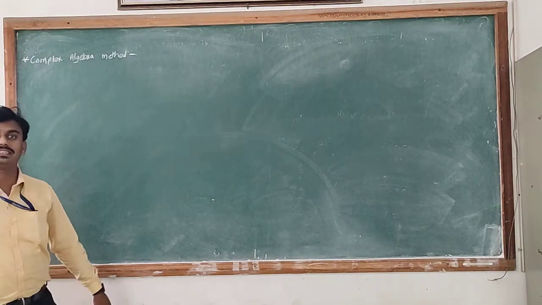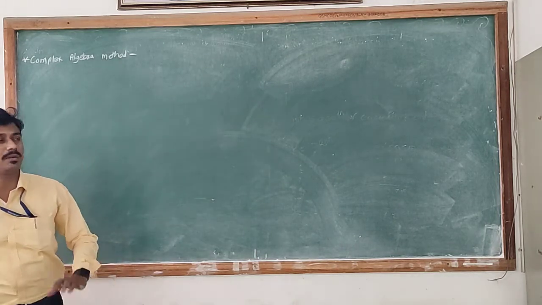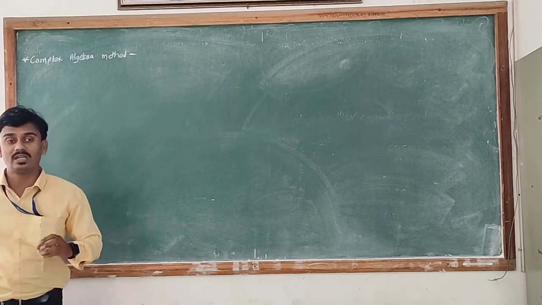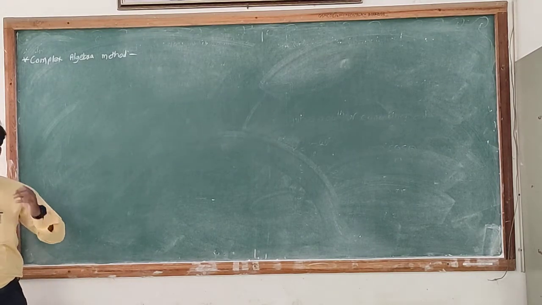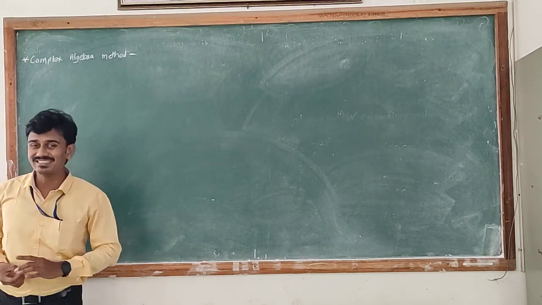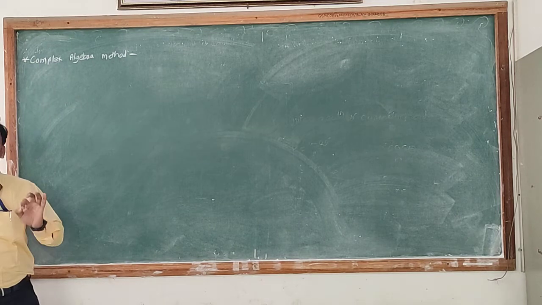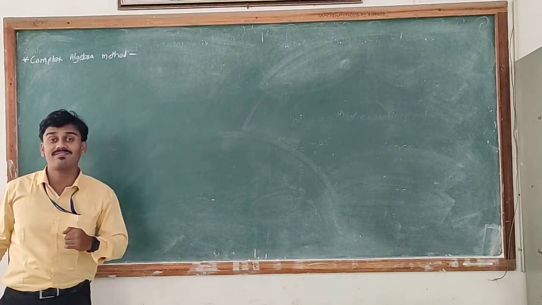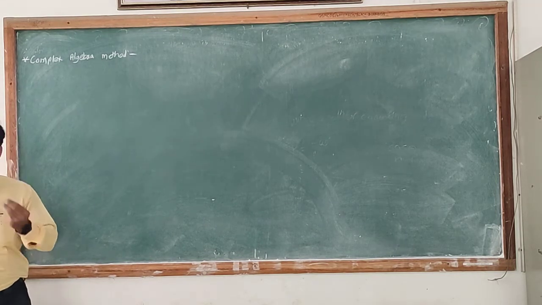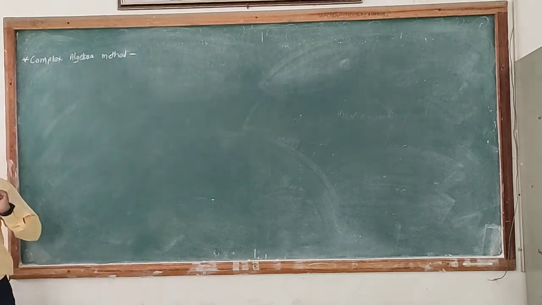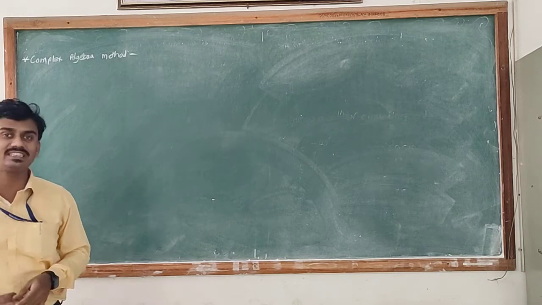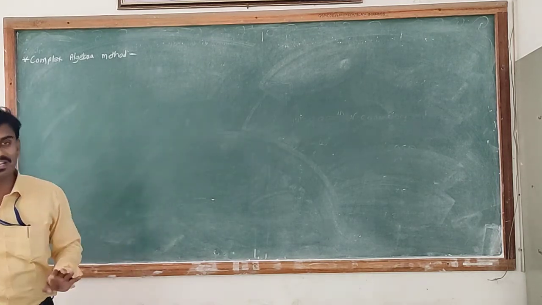Hello student, in today's session we will discuss the complex algebra method to find the velocity and acceleration of the slider crank mechanism and the 4-bar chain mechanism. In the last session we discussed the analytical method: how analytically we can find the velocity and acceleration of the crank, connecting rod, or piston.